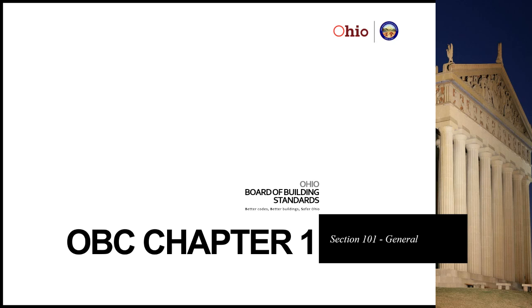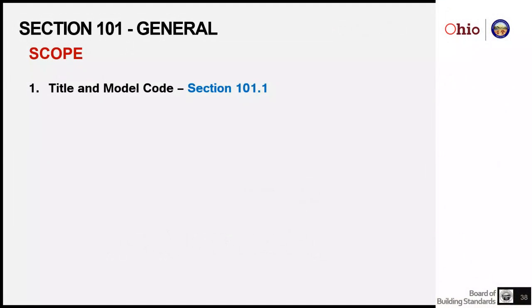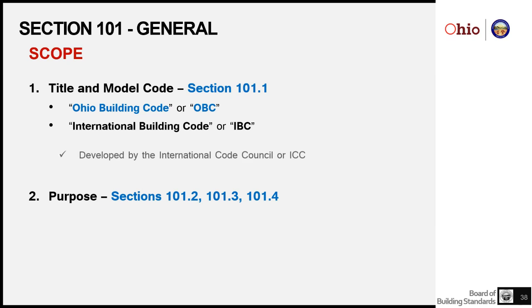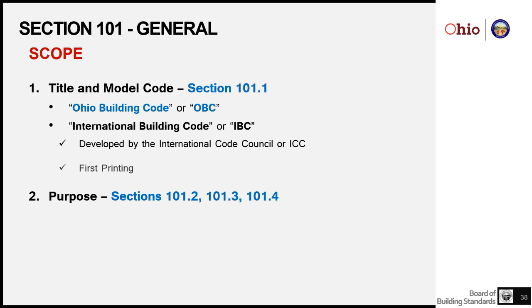So we're going to move into section 101. Section 101 is the very general section. It's the introduction to the scope. We're going to talk about the title of the code and the purpose of the code. So we are dealing with the Ohio Building Code, or the OBC. It is based on the International Building Code, or IBC, which is developed by the International Code Council.